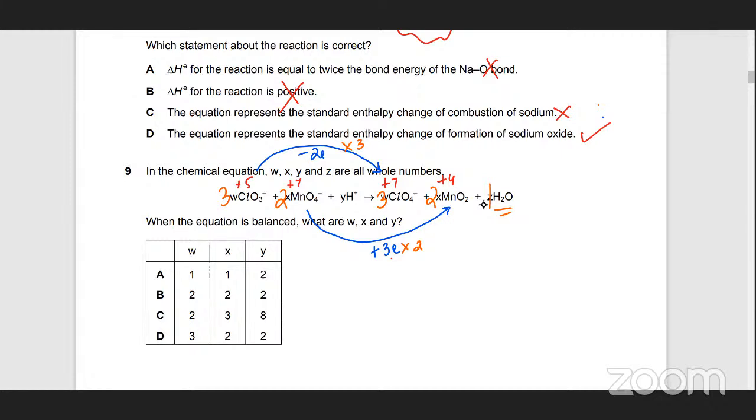And now you can try and balance the number of hydrogens. Y is going to come out to be equal to 2, as there is no hydrogen anywhere apart from here. Is this clear? The correct answer would be the last one. What was it? W, X, and Y: 3, 2, 2. So that's going to be D. Is this clear? You should just make sure that the number of electrons gained and lost are equal.